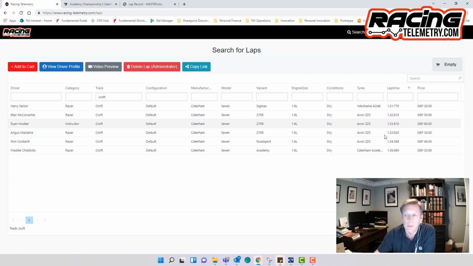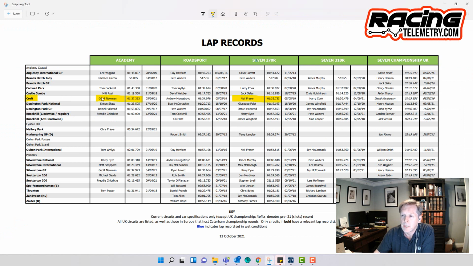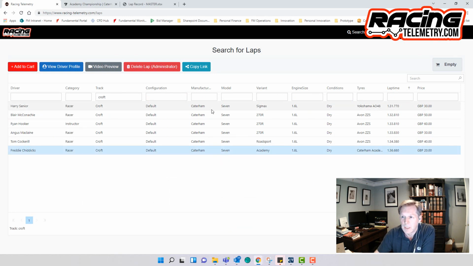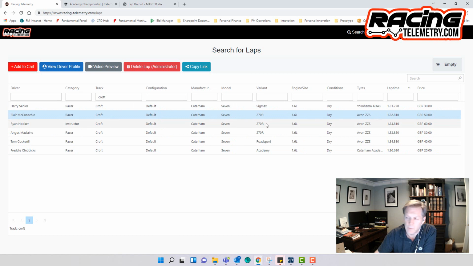It's a 1:32.81. And just for comparative purposes, we can see the official lap records: Jeff Newman at 1:37.3, Neil Fraser at 1:32.7. So these 2 laps, they're blistering. You've got an Academy car being driven right on the edge of what it can do, and you've got a 270 car being driven right on the edge of what it can do.